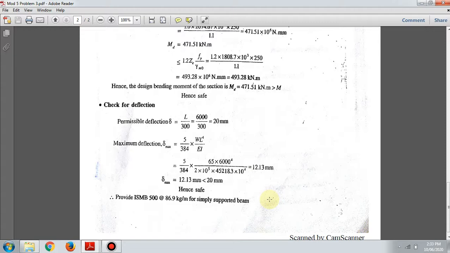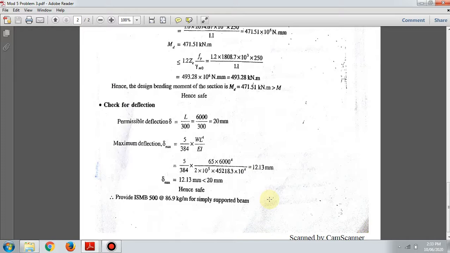So you have to compare these two values, the maximum shear value and the design strength which the beam can resist. So this is the check for shear. Check for bending I have already discussed, and check for deflection: the permissible deflection is span by 300, span is 6000 by 300, is 20 mm. So this is the permissible deflection. So what is the maximum deflection for a beam? For a simply supported beam carrying UDL, we have standard formulas.